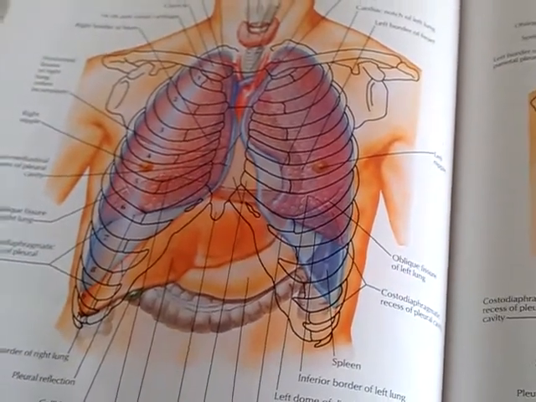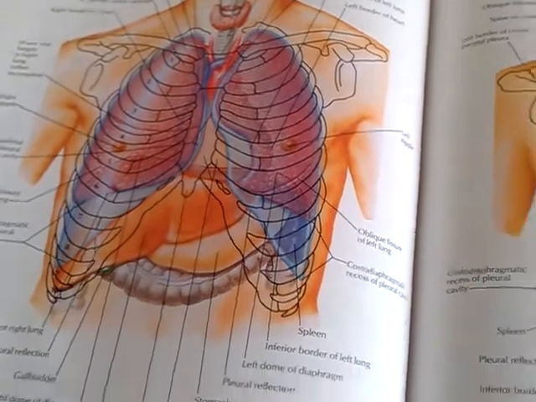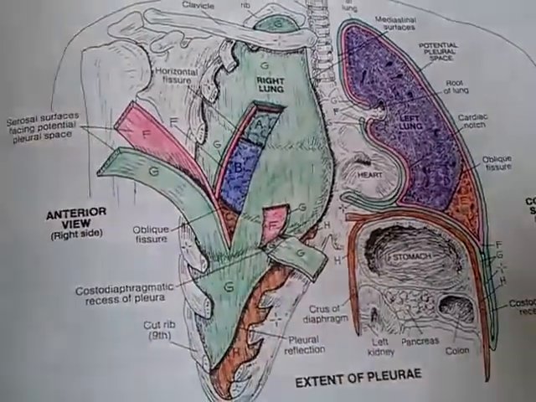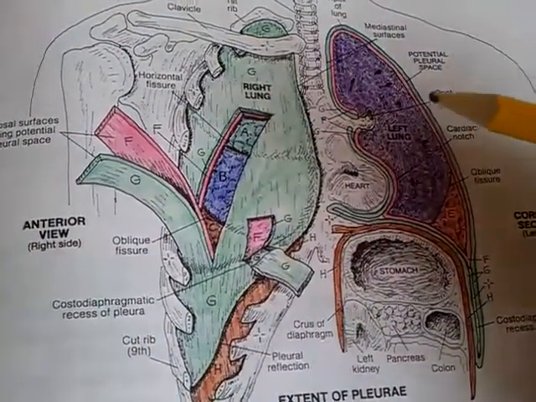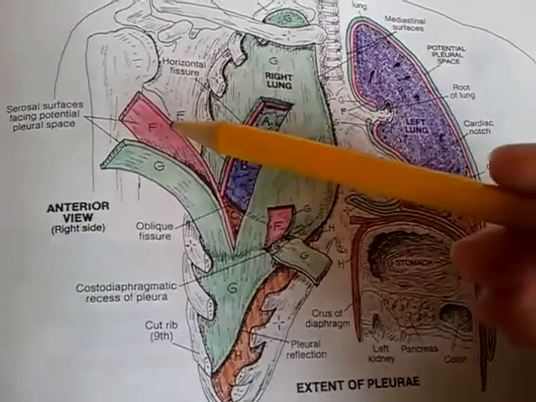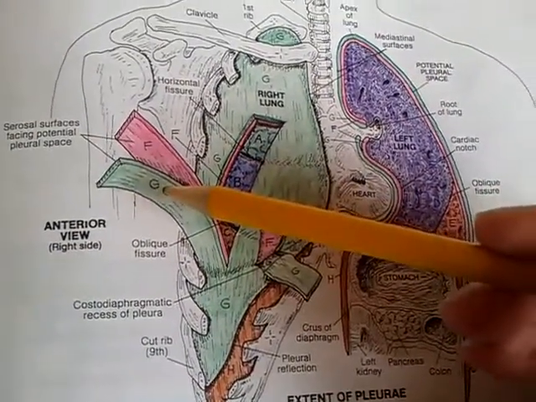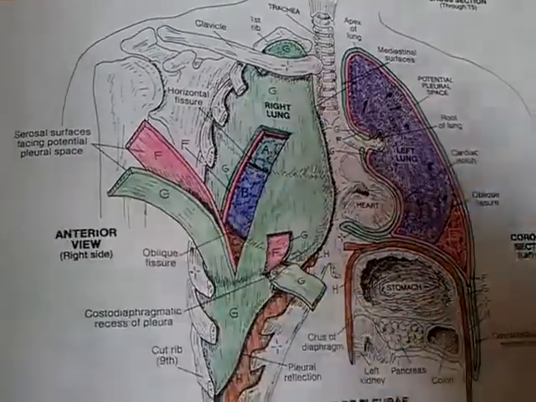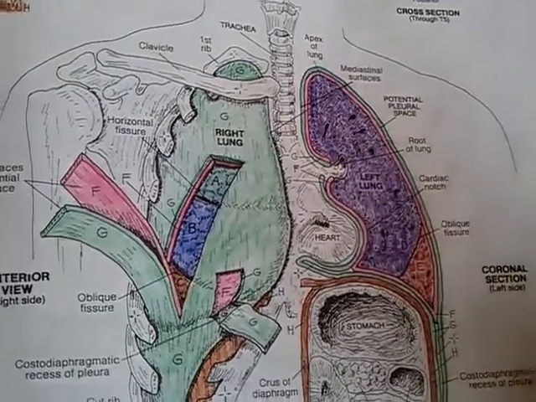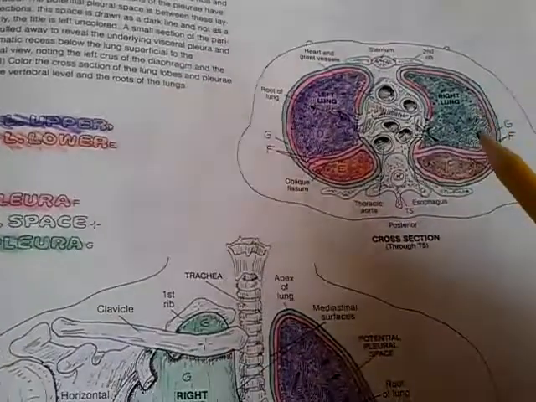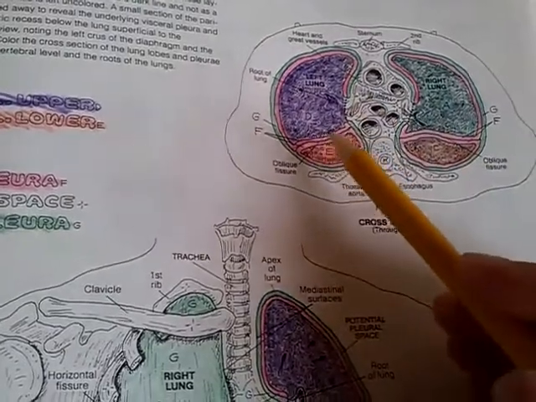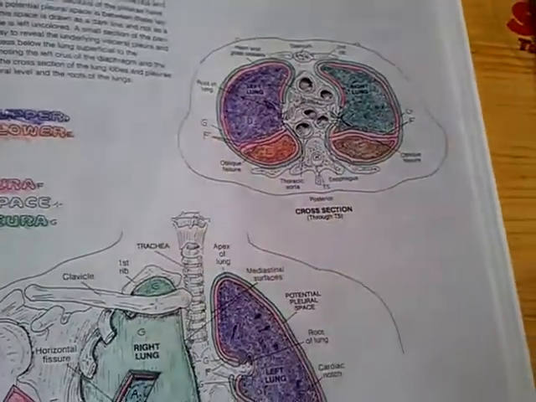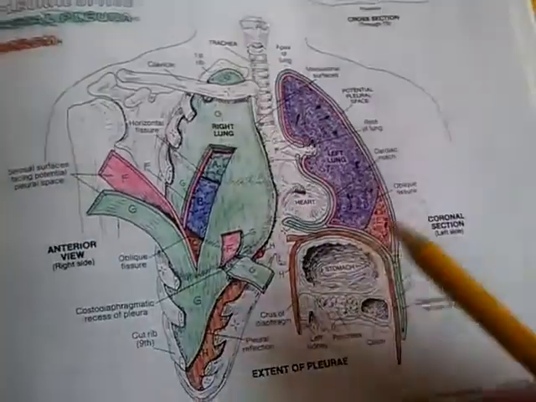It is a serous membrane, and it consists of a visceral and parietal pleura. The visceral is also called pulmonary pleura and covers the surface of the lung and lines the fissures. You can see here it lines the fissures between the lobes. And the parietal, the green one, covers the walls of the thoracic cavity and mediastinum.